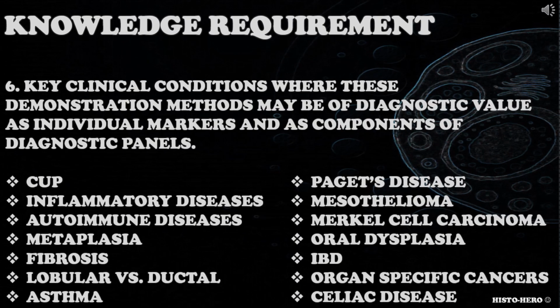The sixth knowledge requirement is for you to know the key clinical conditions where these demonstration methods may be of diagnostic value as individual markers and as components of diagnostic panels. What clinical conditions can be detected by using epithelial markers? What is their diagnostic value? Consider cancer of unknown primary, organ-specific cancers like breast, lung, prostate, ovarian or colorectal cancers, inflammatory and autoimmune diseases like IBD, celiac disease, asthma, eczema, bullous pemphigoid, metaplasia like Barrett's esophagus, fibrosis.